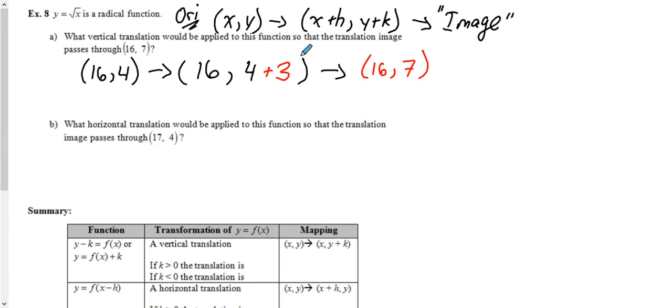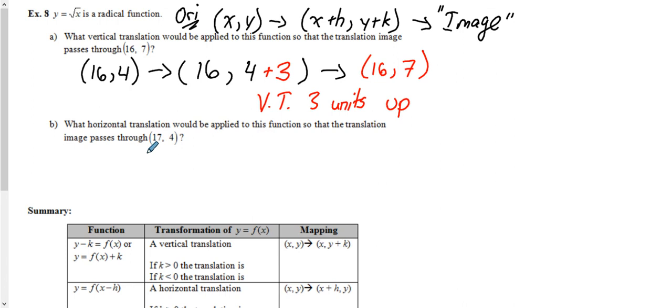So what vertical translation do we have? We have a vertical translation of 3 units up, to go from 16, 4 to get up to 16, 7, our final answer.